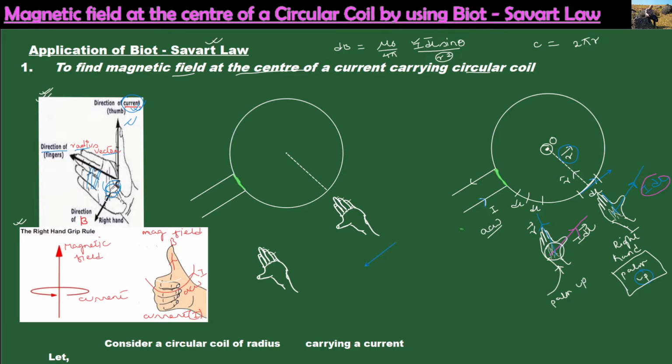So if your palm is facing this side, this will give you what? This will give you the direction of your B. That will give you the direction of the palm when the current is in the anti-clockwise direction.